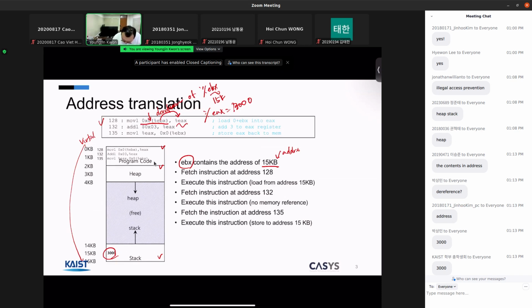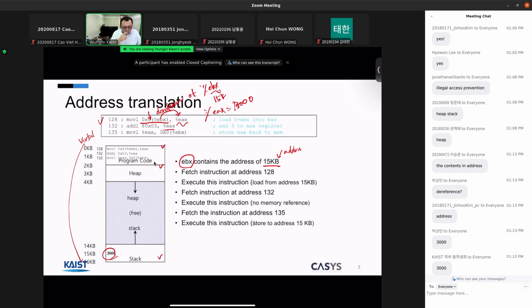Then loading EAX and adding the constant value 3, and storing it in EAX. Oh, 0x, sorry. This is decimal, this is 0x. It may be confusing, but anyway, some value. And then saving this data to EBX. So this one goes to 303.